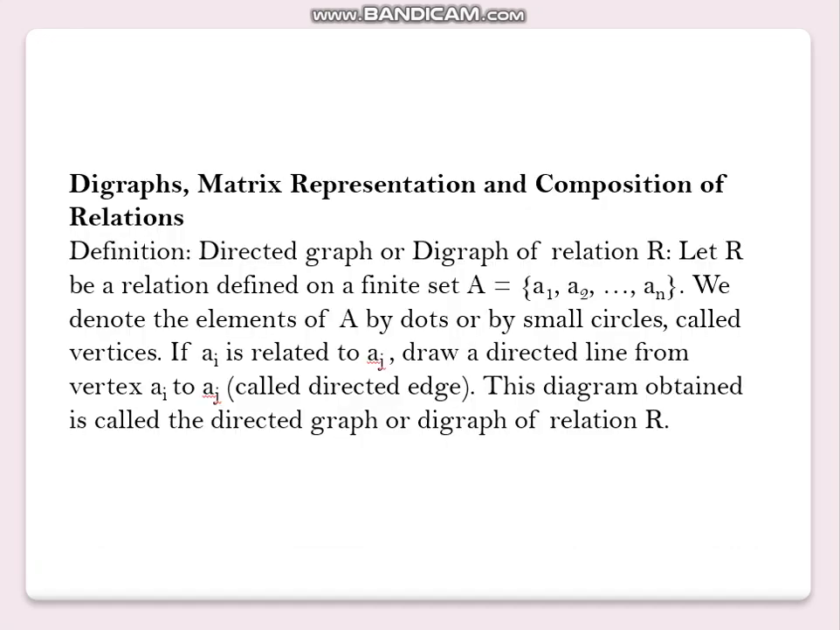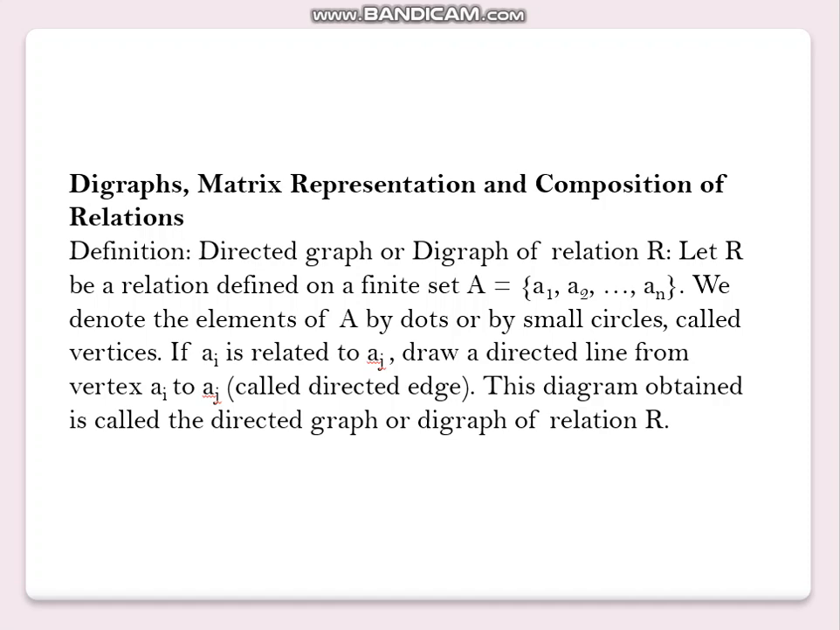Digraph, or you may call it directed graph, of relation R. Let R be a relation defined on a finite set A which contains n number of elements. We denote the elements of A by dots or small circles called vertices. The singular term is vertex. If a_i is related to a_j, meaning the ith element of the set A is related to the jth member, draw a directed line from vertex a_i to a_j, and we call it a directed edge. This diagram obtained is called the directed graph or the digraph of the relation R.